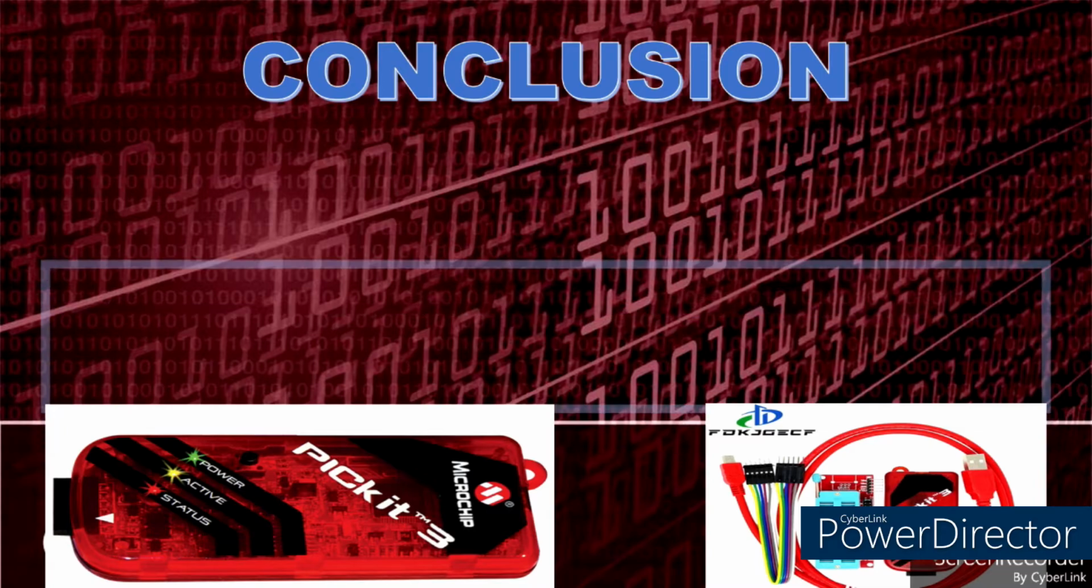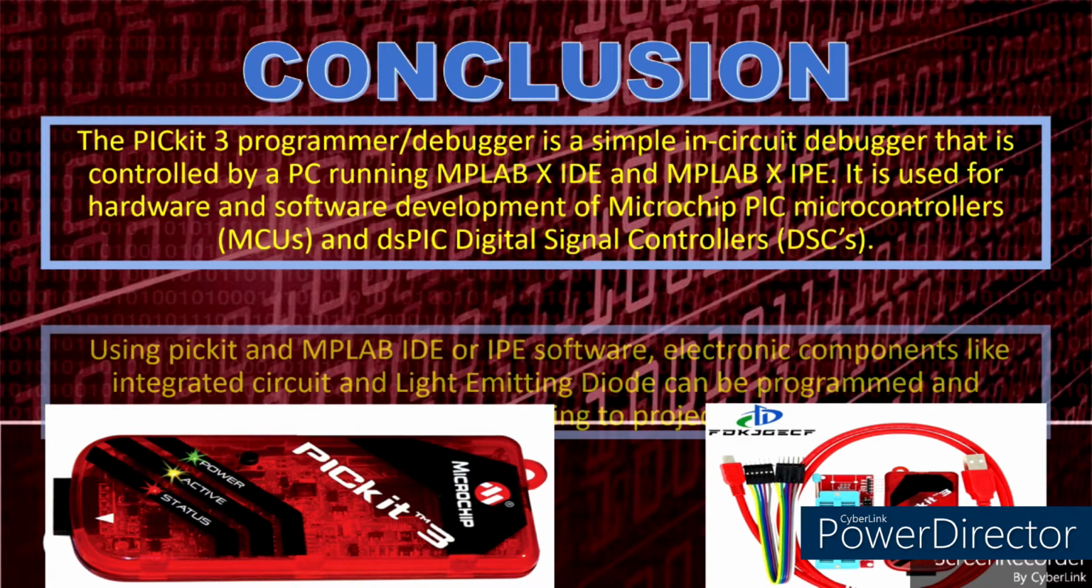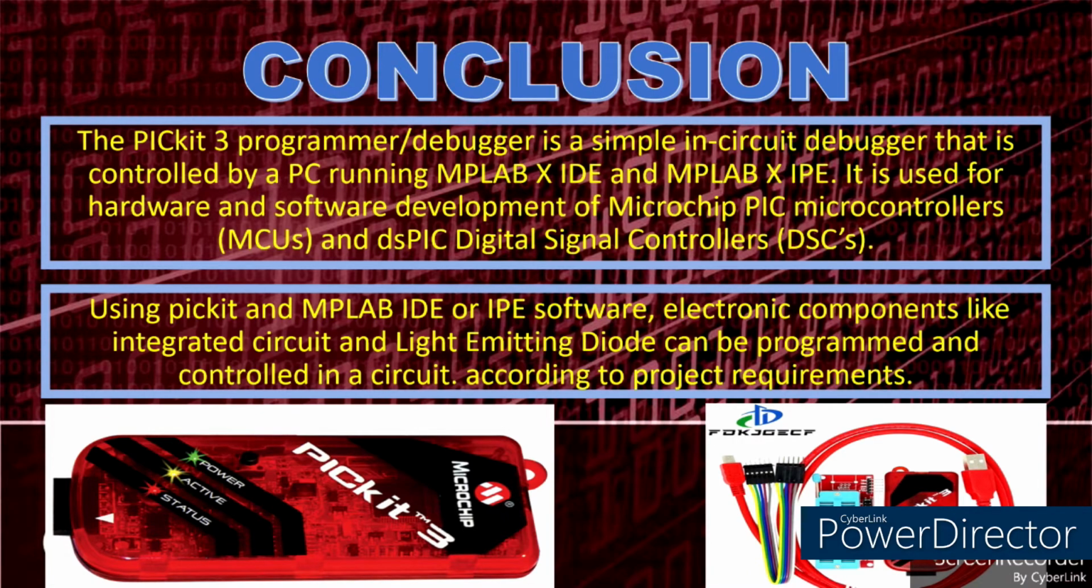As our conclusion, the PICkit 3 programmer debugger is a simple in-circuit debugger that is controlled by a PC running MPLAB X IDE and MPLAB X IPE. It is used for hardware and software development of Microchip microcontrollers, MCUs, and dsPIC digital signal controllers, DSCs. Technically speaking, using PICkit and MPLAB IDE or IPE software, electronic components like integrated circuit and light emitting diode, just like in our experiment number 1, can be programmed and controlled in a circuit according to project requirements.